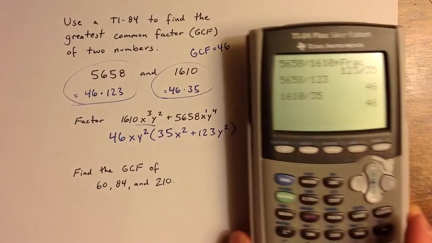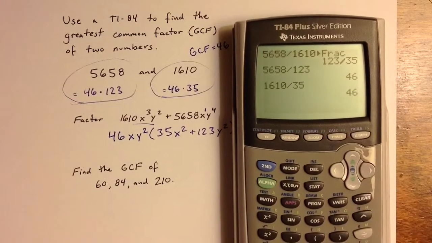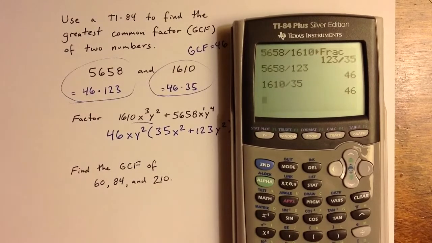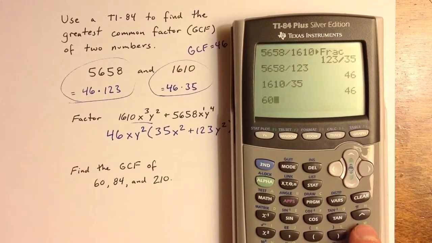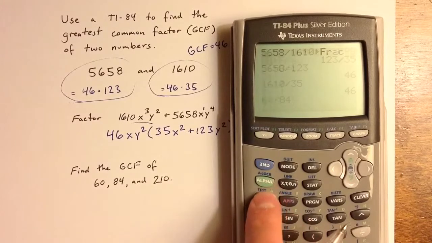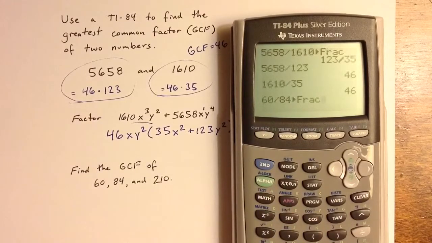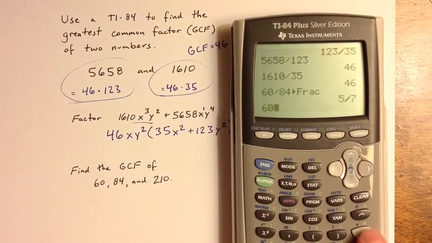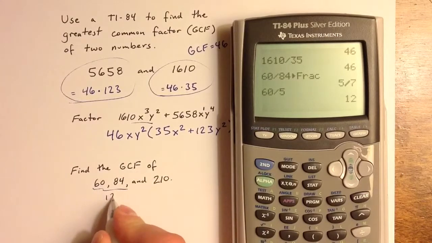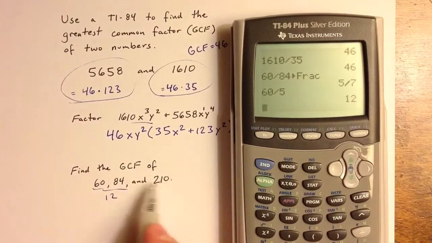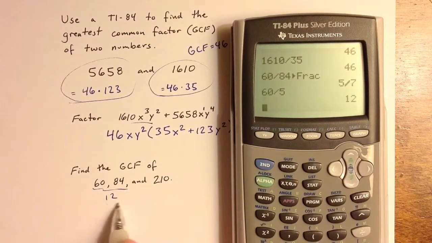We can use this method also to find the greatest common factor of more than two numbers. If I want to find the greatest common factor of three numbers, I can first find the greatest common factor of a pair of two of them. 60 divided by 5 is 12. So the greatest common factor of the first two is 12. So the greatest common factor of all three can't be bigger than 12.